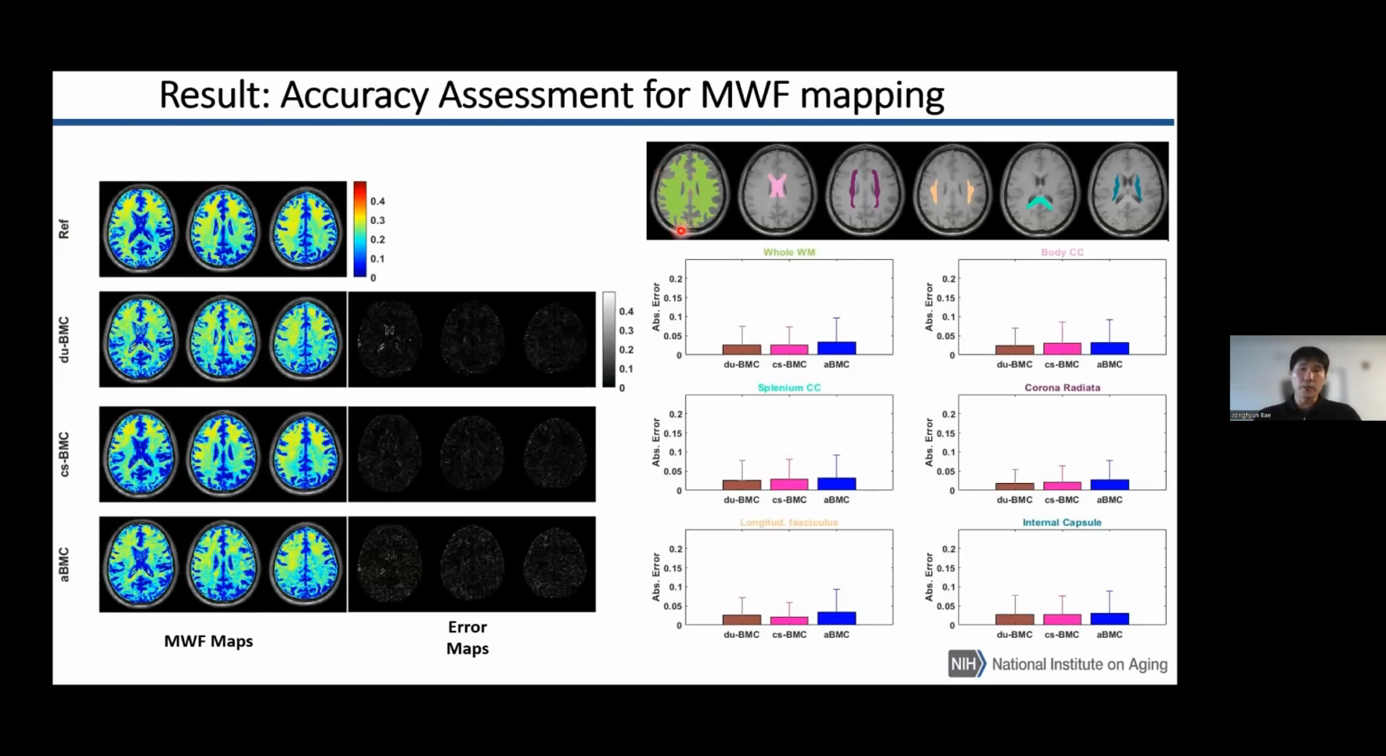We also looked at the different white matter regions, such as whole white matter, body of corpus callosum, splenium of corpus callosum, corona radiata, etc. And as shown in the bar plot here, the regional errors were also comparably small, regardless of the undersampling pattern. Therefore, we concluded that the acceleration in either domain or both domains does not really impact the accuracy in estimating myelin water fraction.